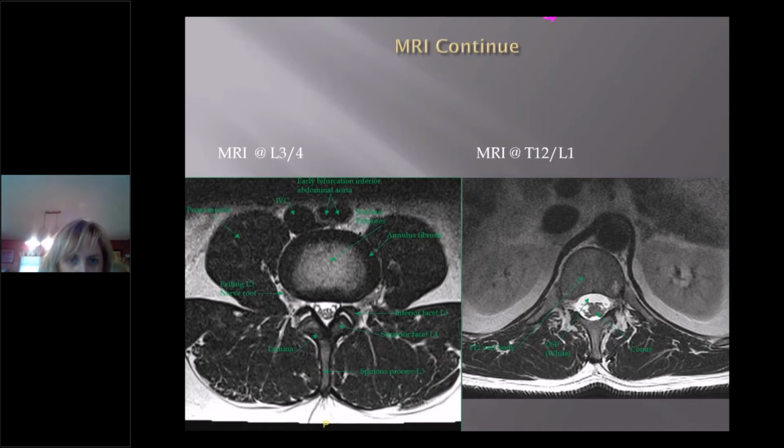So, and then I threw another one up. This is a little bit higher up at T12-L1. When you get higher up, instead of all the little dots like we see here, the spinal cord is a solid segment. So from about T12 north, you don't have all those little dots. It's just one solid cord, and the rest of the anatomy is pretty much the same.